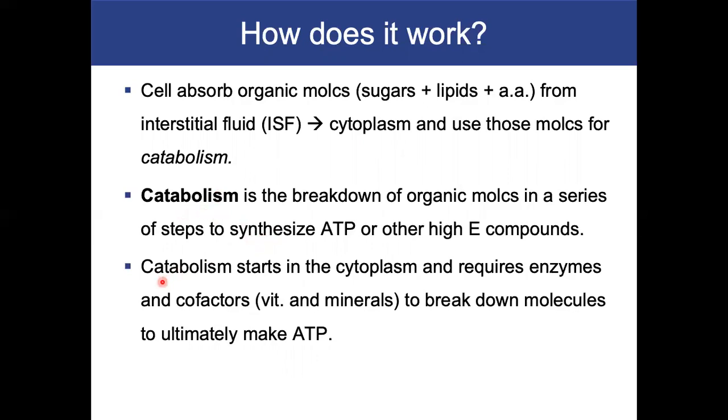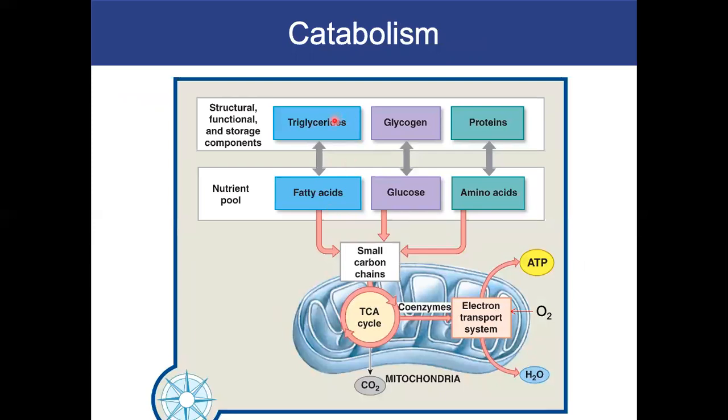Catabolism starts in the cytoplasm and requires enzymes and cofactors, i.e., vitamins and minerals, to break down molecules to make ATP. So, overview, we take the triglycerides, the glycogen, and the proteins, we break them down into their monomers, right? And then we pull them into the cytosol, and then we pull them into the mitochondria for more metabolism.